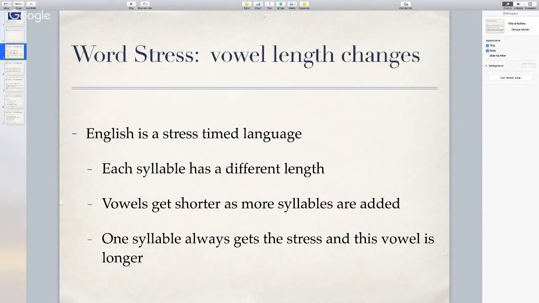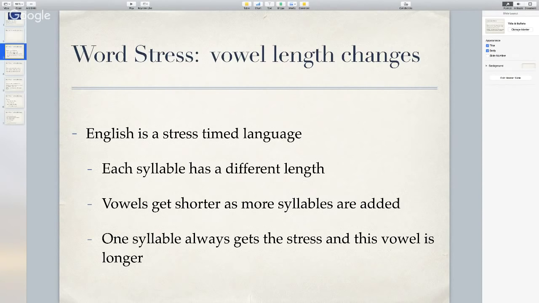All right, so the big concept today is that English is a stress-timed language. And what that means is when we stress a syllable or a word in English, that syllable will be louder, longer, and higher. So the longer means that we are going to make a vowel in a stressed syllable longer than the other.